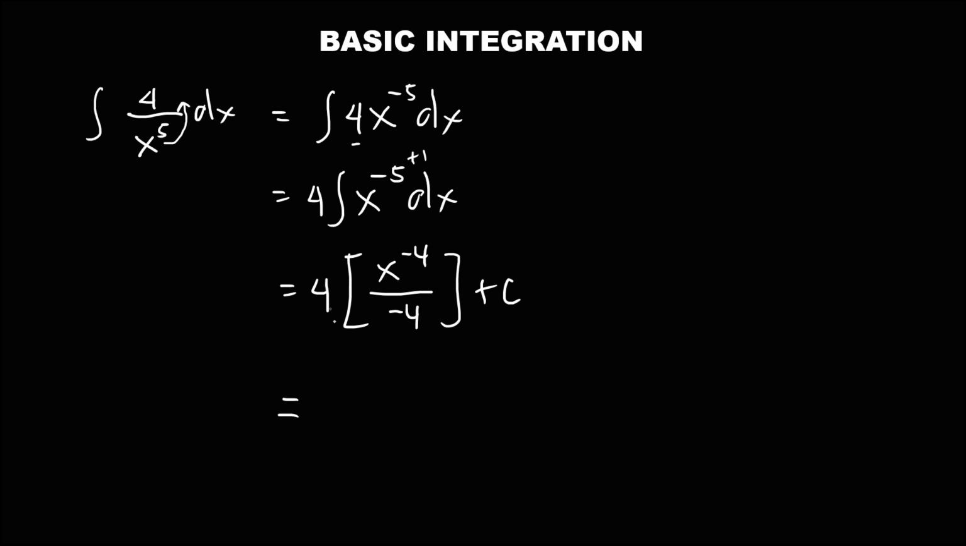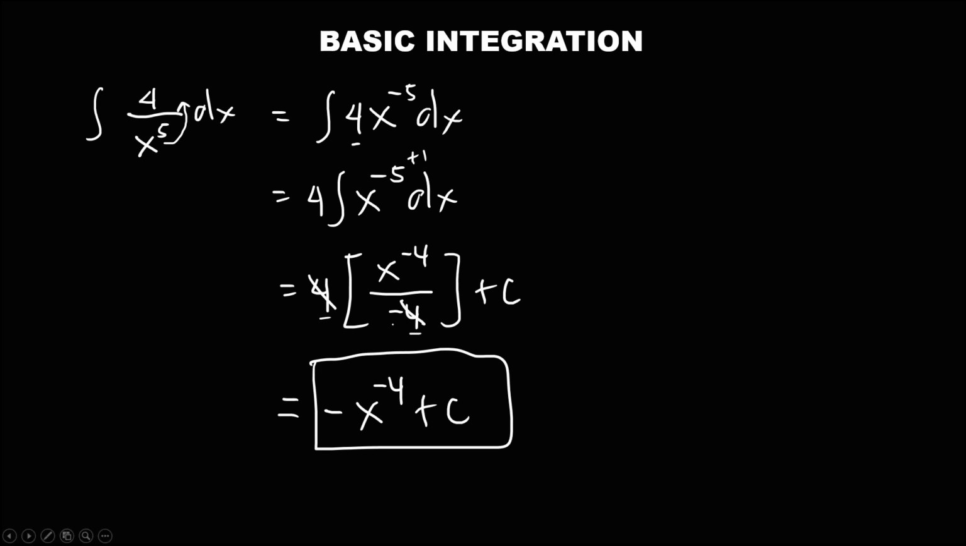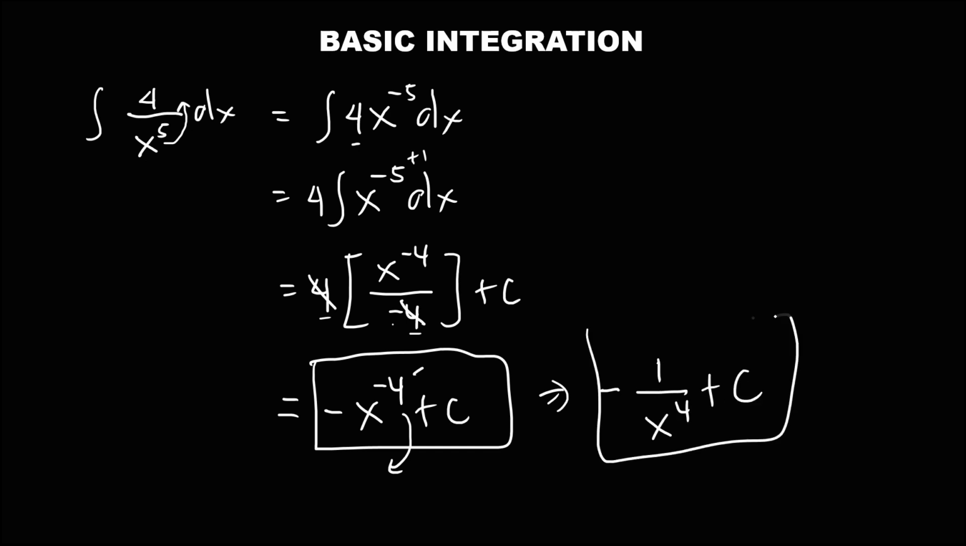Then to simplify, take note, we can cancel, then we have this negative. So this is equal to negative x to the power negative 4 plus c. Then to make this exponent positive, just bring it down. So this becomes negative 1 over x to the power 4, then plus c.